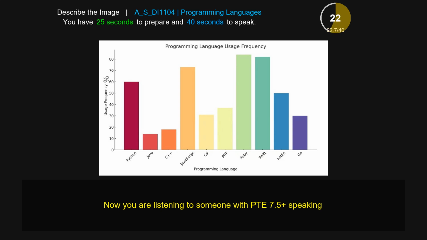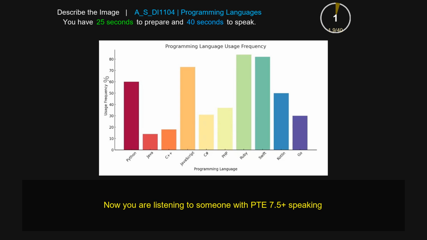Another interesting point is that JavaScript is the second highest programming language, followed by Python. Another interesting point is that Java has the least programming language frequency. To conclude, it gives information about the programming languages.